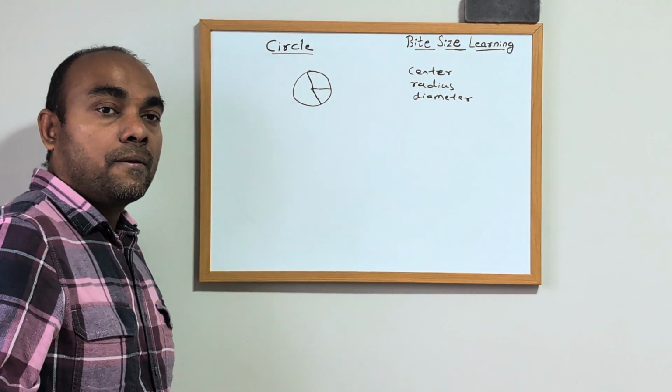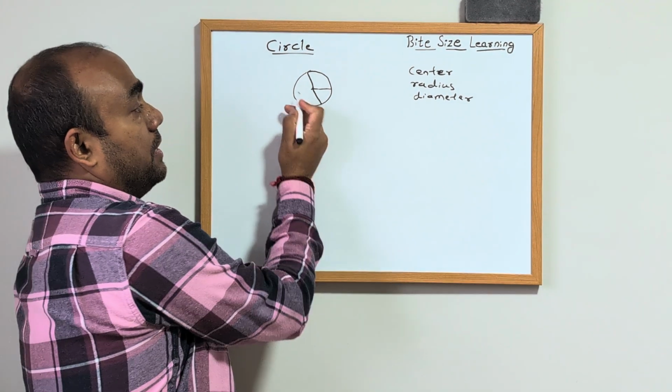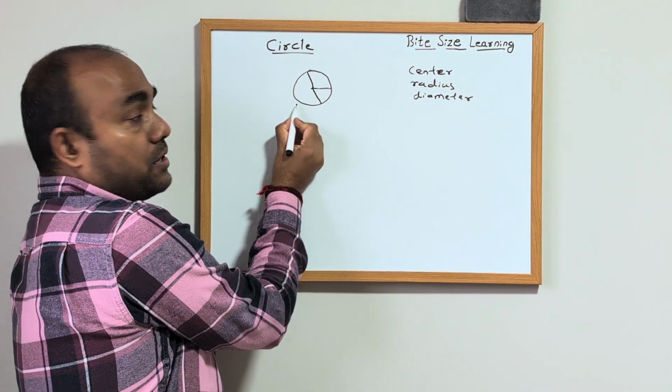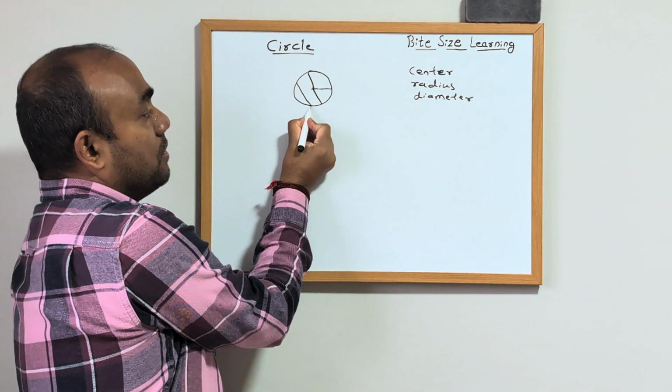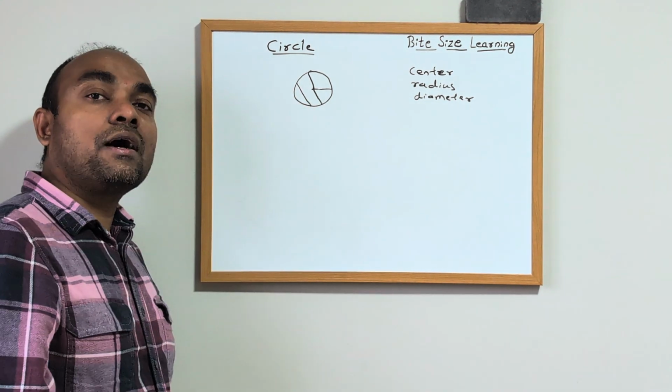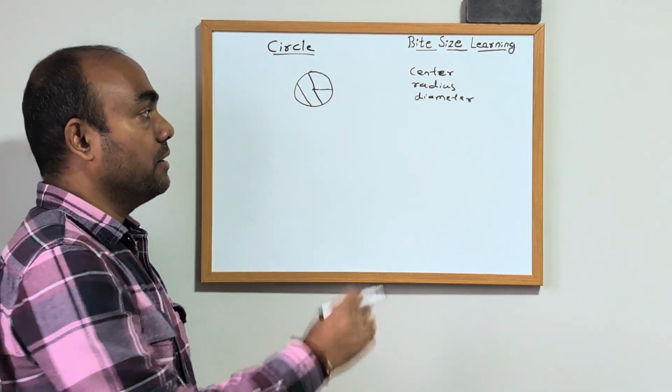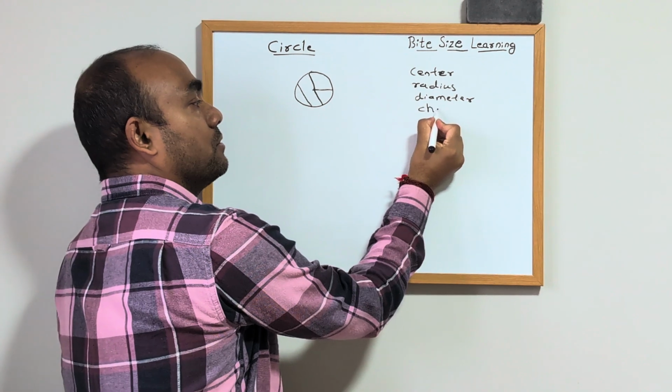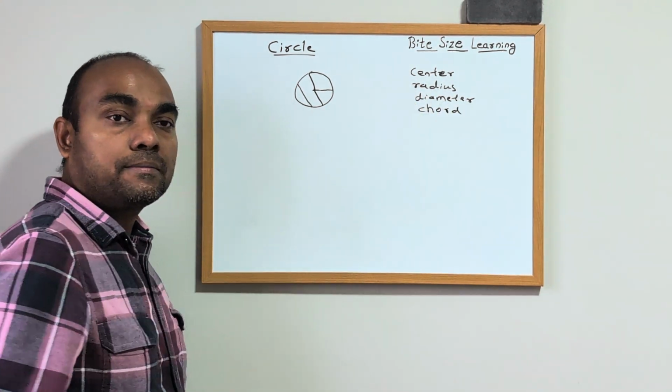Right? Now, if there is a line that starts from one part of a circle and connects another point on a circle but doesn't pass through the center of the circle, right? That line is called chord of a circle.